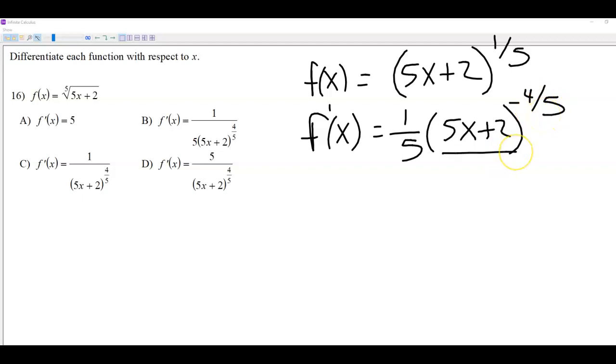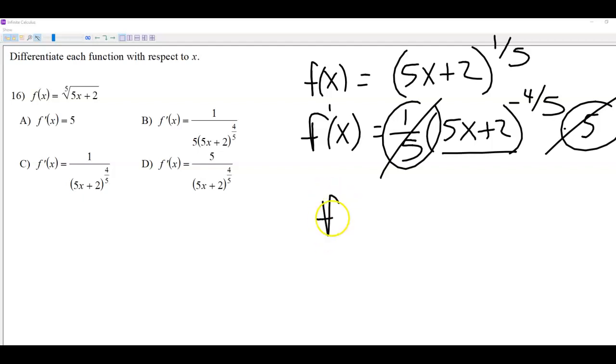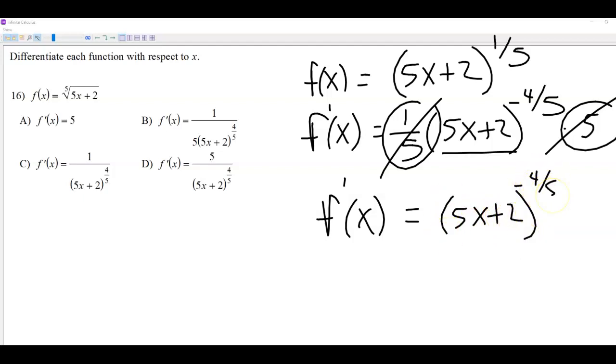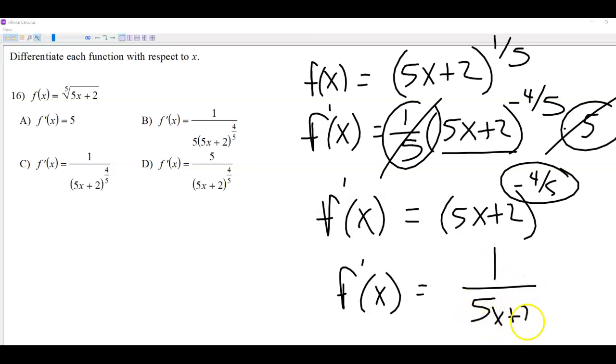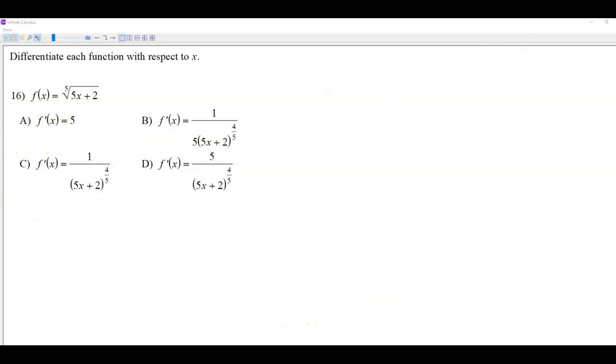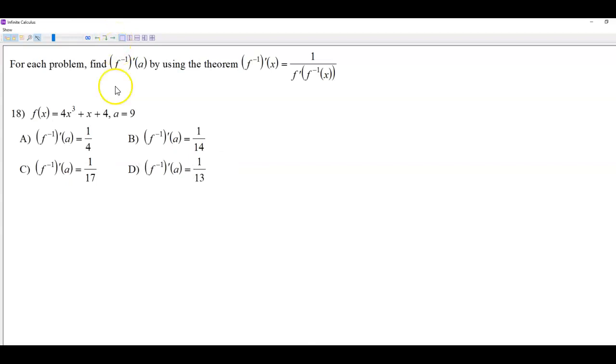We also need to multiply by the derivative of the inside, however, which is 5. It's a chain rule once again. And 5 times 1/5, basically, those just cancel each other out, and I'm left with 5x plus 2 to the negative 4/5 power. As you guys hopefully recall, a negative exponent simply moves the expression into the denominator, and then it becomes positive after that. And let's see which one of those answers seem good. It looks like option C would be correct there. All right, let's go ahead and move on to 18.